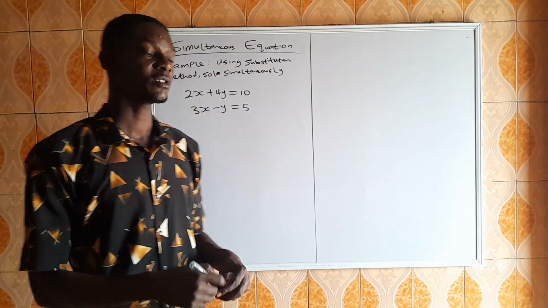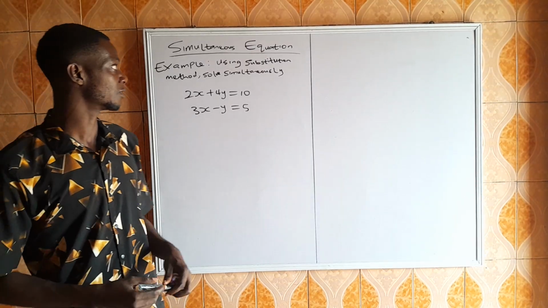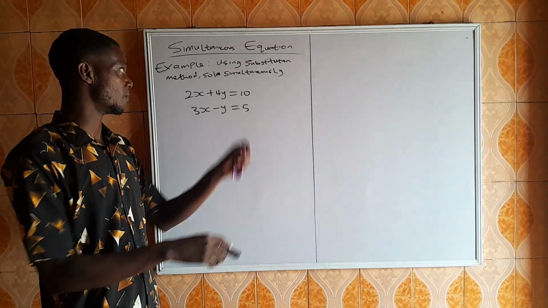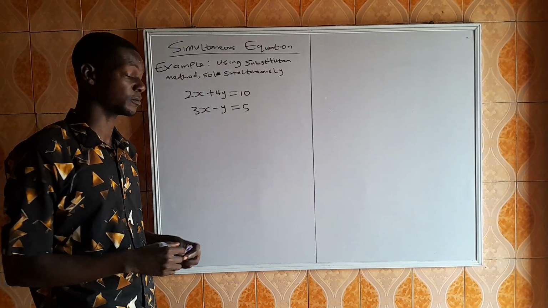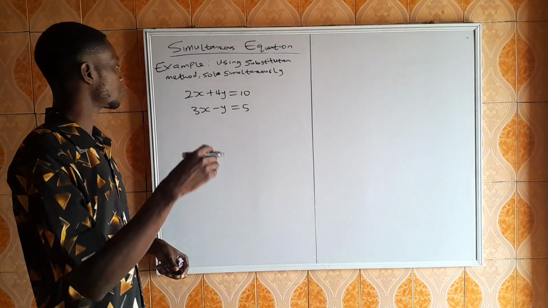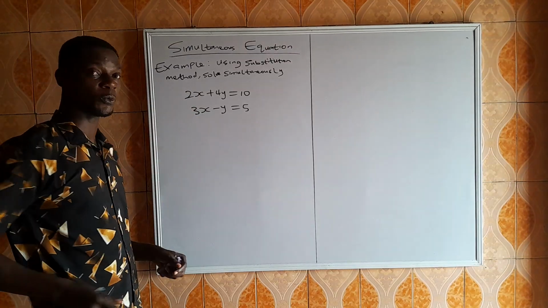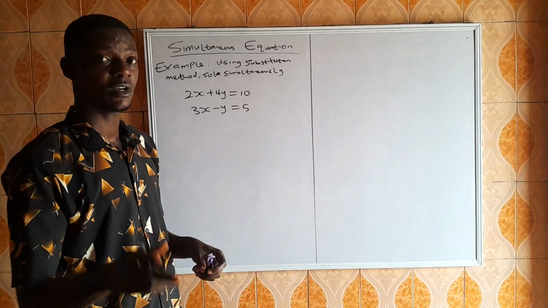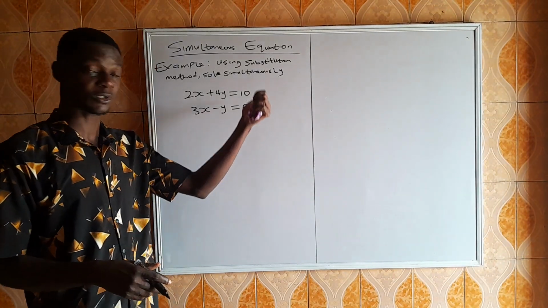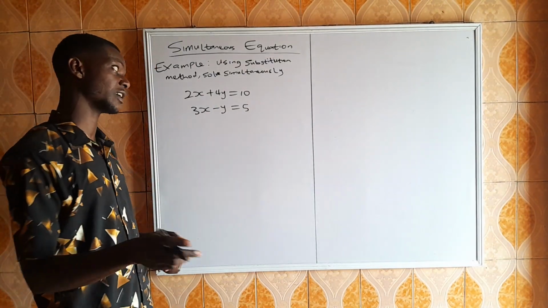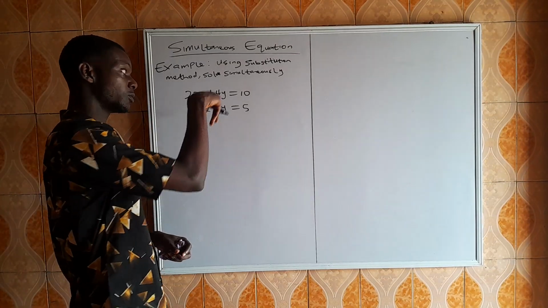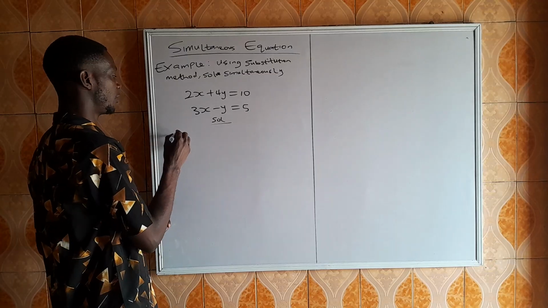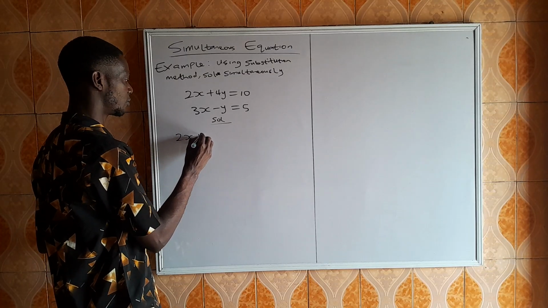Hello. Now let's also check out this equation. We see a solved example under the substitution method for simultaneous equations. We're given 2x plus 4y equals 10 and 3x minus y equals 5. I want to solve these two equations simultaneously and find the values of x and y that satisfy both equations.